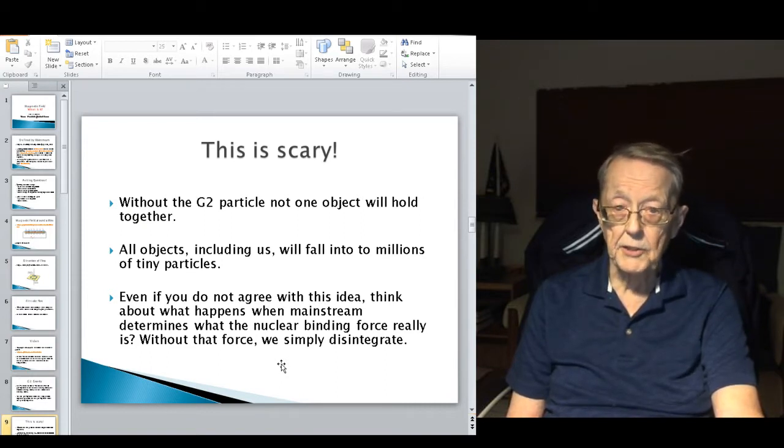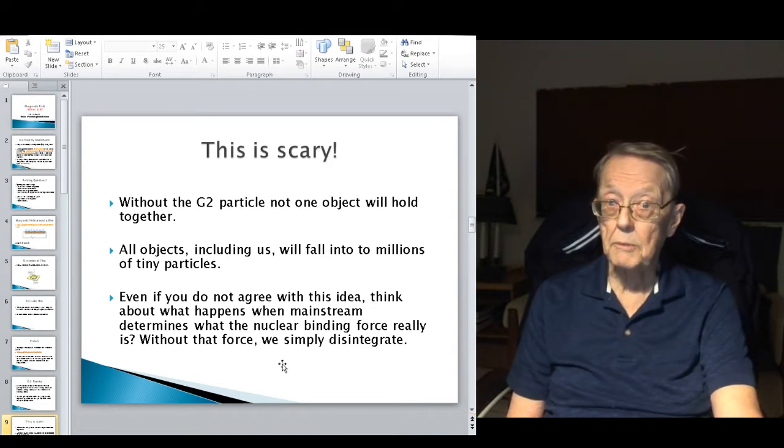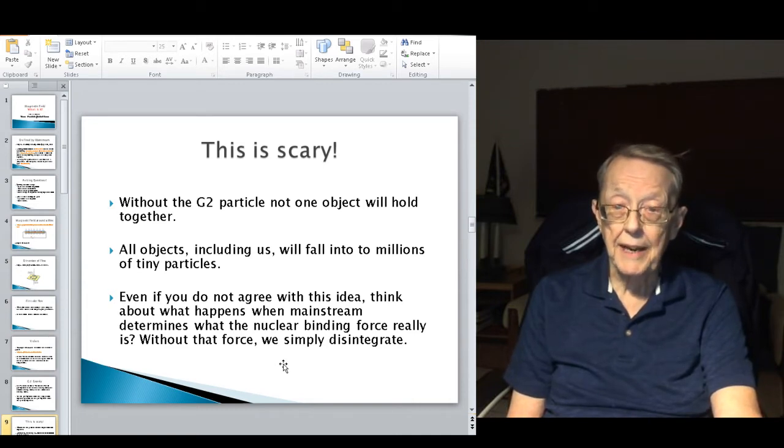Wow, that is scary. But even if you do not agree with the idea, think about what happens when mainstream determines what the nuclear binding force really is. And without that force, we simply disintegrate. So, not really saying something new, but I'm saying it, whereas other people aren't saying it. You've got to have the nuclear binding force, the atomic binding force, and the molecular binding force for us to be held together. It's scary thinking about the possibility that it would not be there.